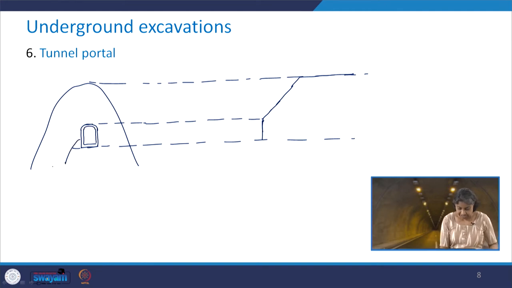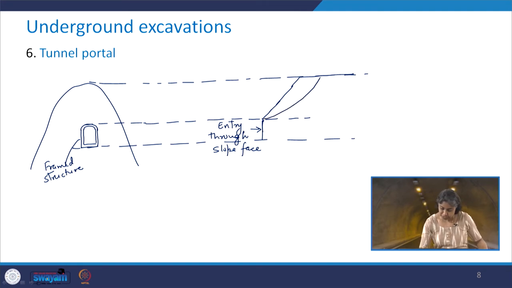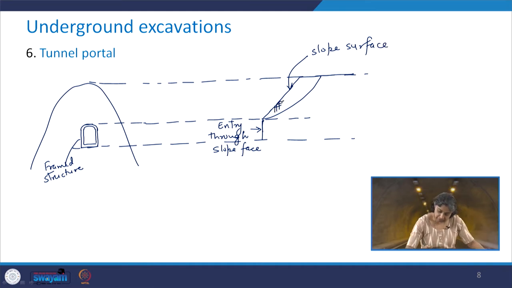So this is what we call the framed structure, and here you will have entry through the slope face. Now you see, this is the slope surface, and there will be chances that this material may slide along this failure surface.